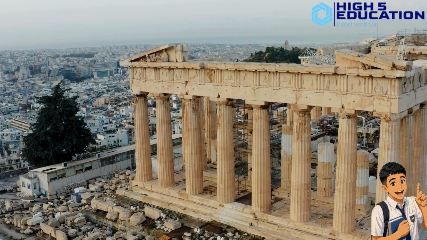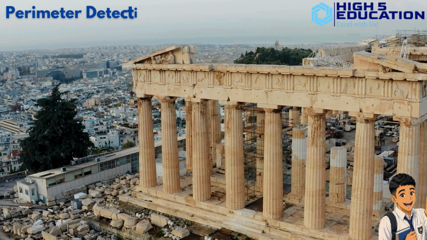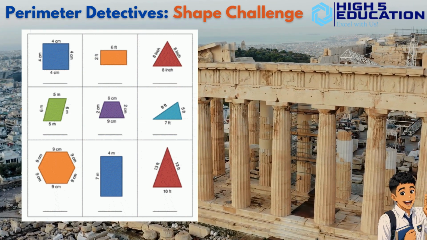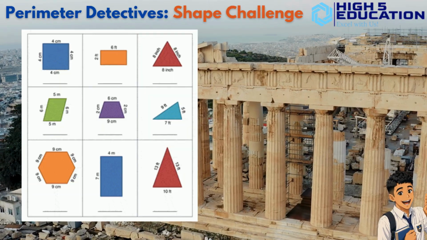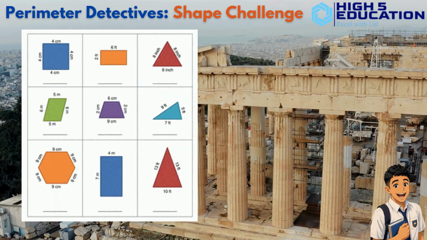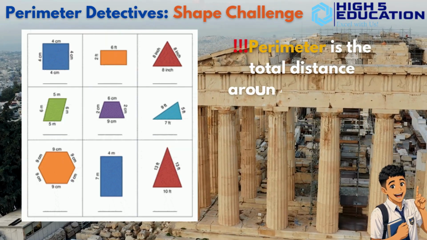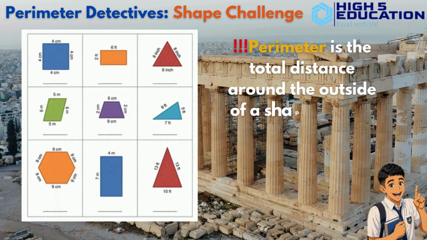Excellent work, mathematicians. Now it's time for a bigger challenge. Take a look at the worksheet on the screen. We have 9 different shapes, and your mission is to find the perimeter of each one. Remember our golden rule. Perimeter is the total distance around the outside of a shape. So, we need to add the lengths of all the sides.